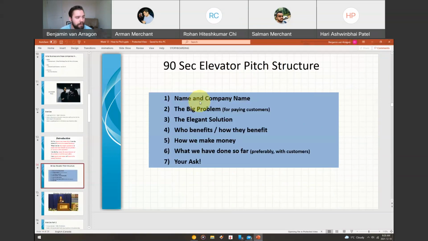So I'm going to give you 5 minutes to plan it, write it down, note point form on your computer or whatever. You can do this for your group's projects as well, if that's the company you want to choose. So you're going to do your name, your company name, the problem, the elegant solution that you have come up with for that problem, who benefits and how they benefit, how we make money, and what you've done so far, preferably with customers.